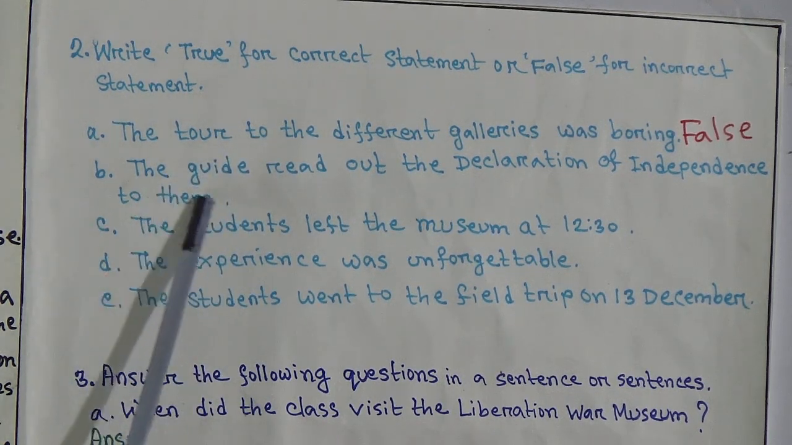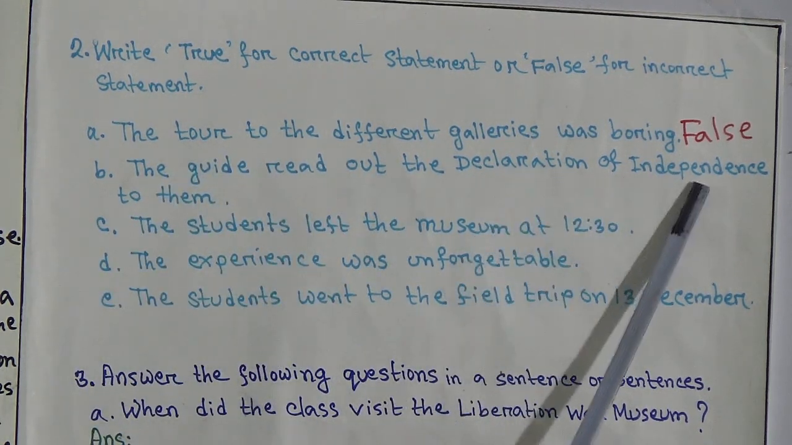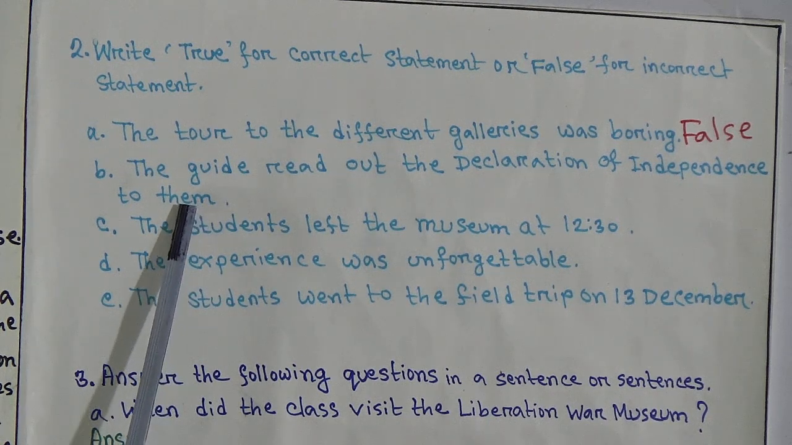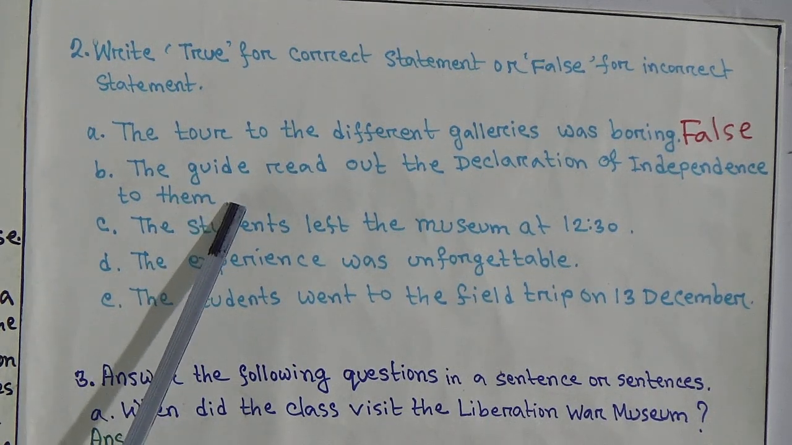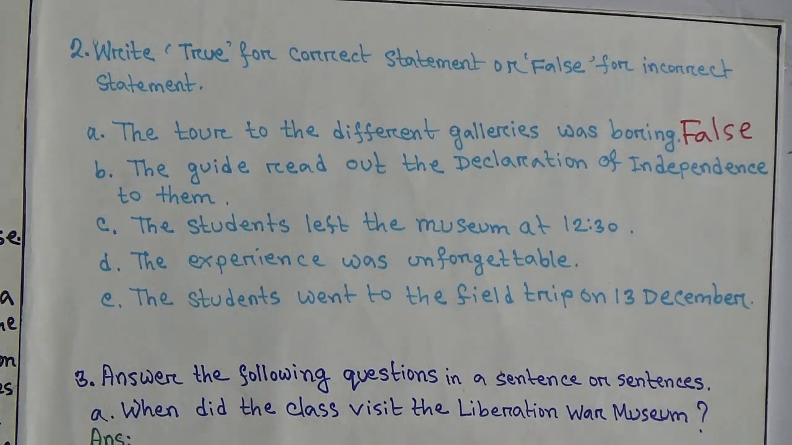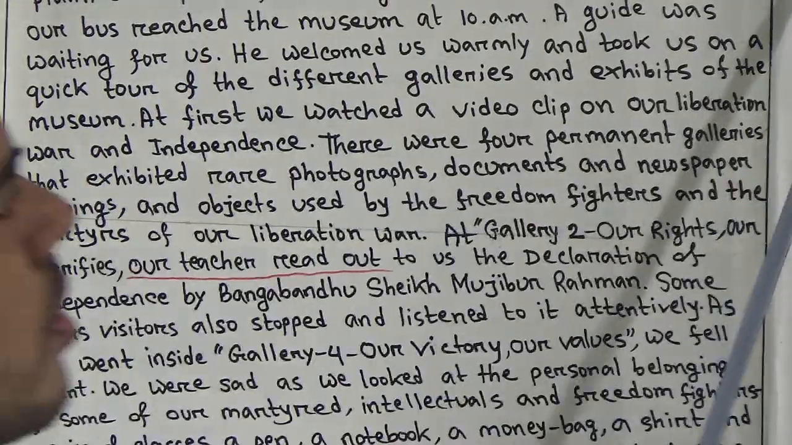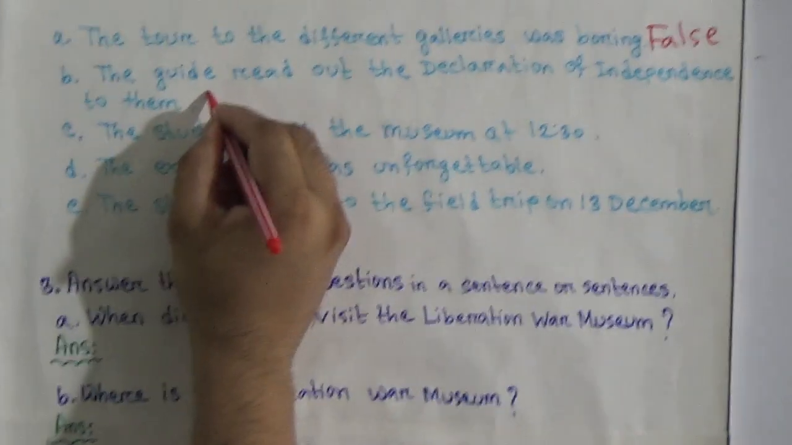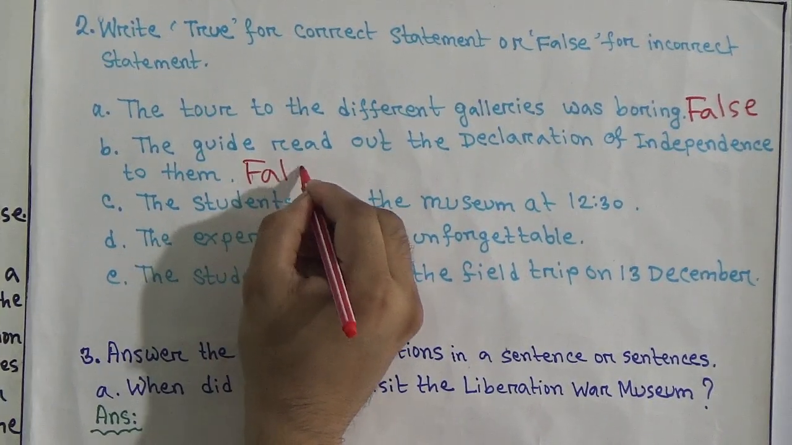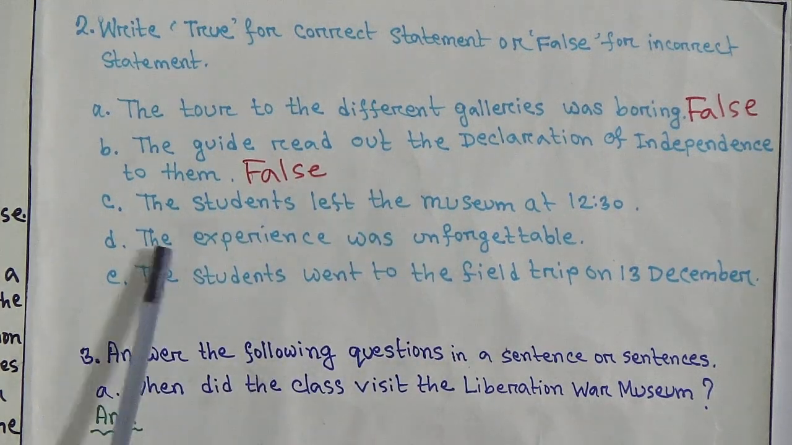Number B, the guide read out the Declaration of Independence to them. It is also false, because according to the passage, we know that here is the information. Look at the passage. The teacher read out the declaration. So it is also false. Okay, now go to question number C.